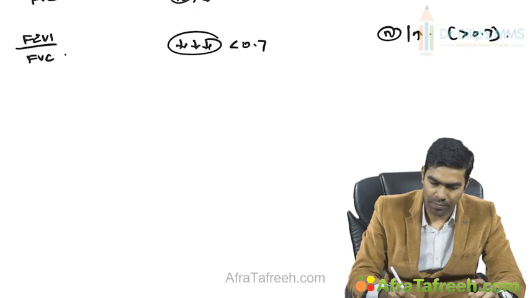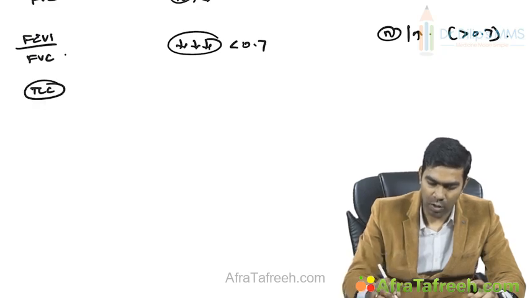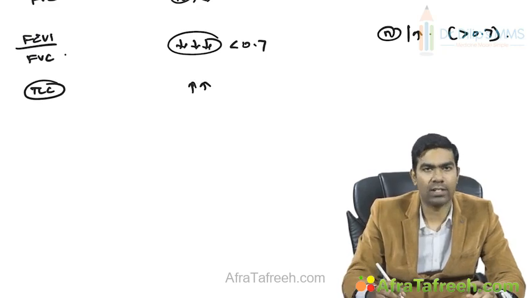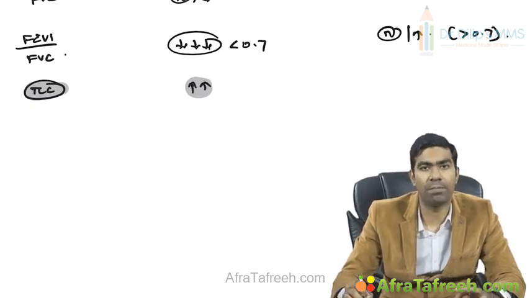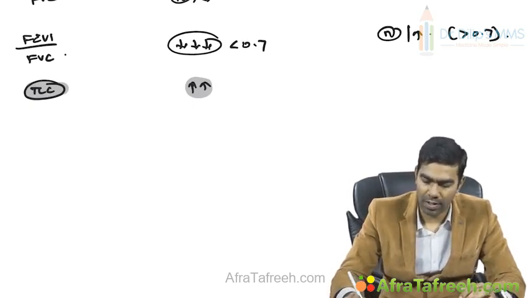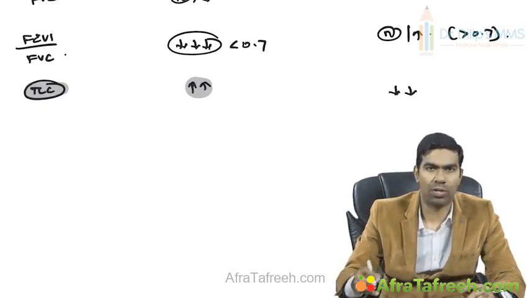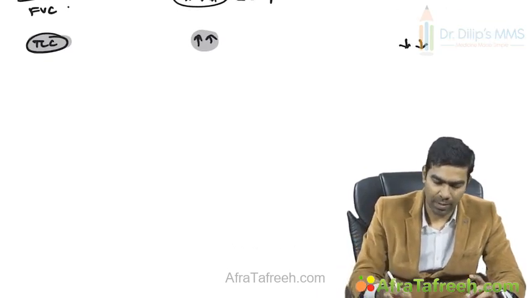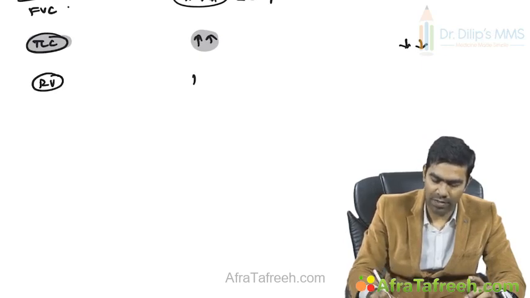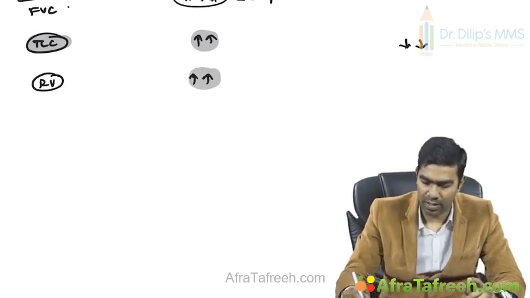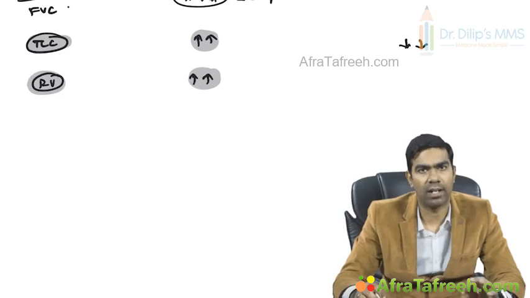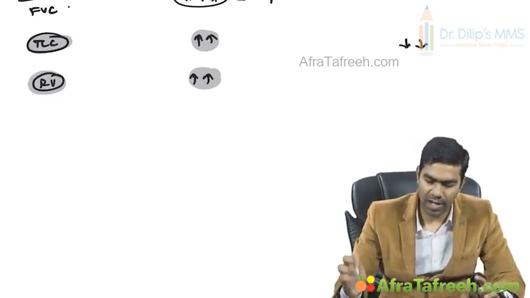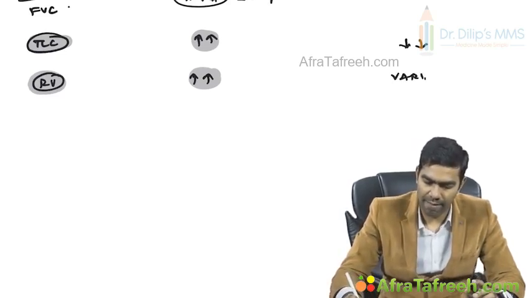And what about the total lung capacity? Total lung capacity, definitely it will be increased in case of an obstructive lung disease. This increase in the total lung capacity is what we refer to as hyperinflation. That's the definition. And here it will be definitely decreased, no doubt. In any form of RLD, it will be decreased. But remember, residual volume, definitely in OLD, it will be increased. This increase in residual volume in OLD is what we refer to as air trapping. And in a restrictive lung disease, it is variable.